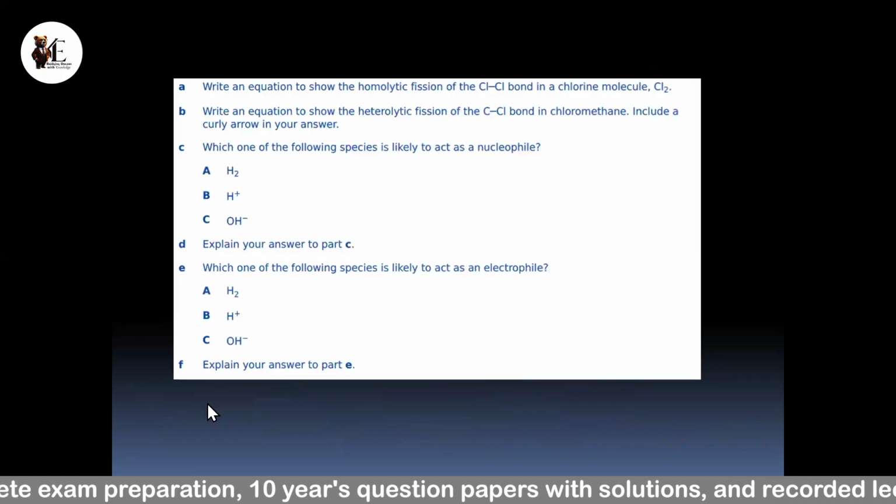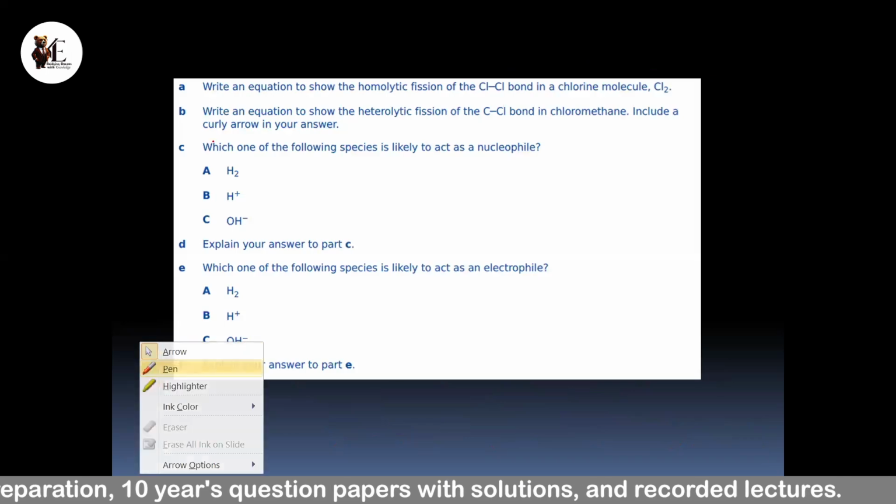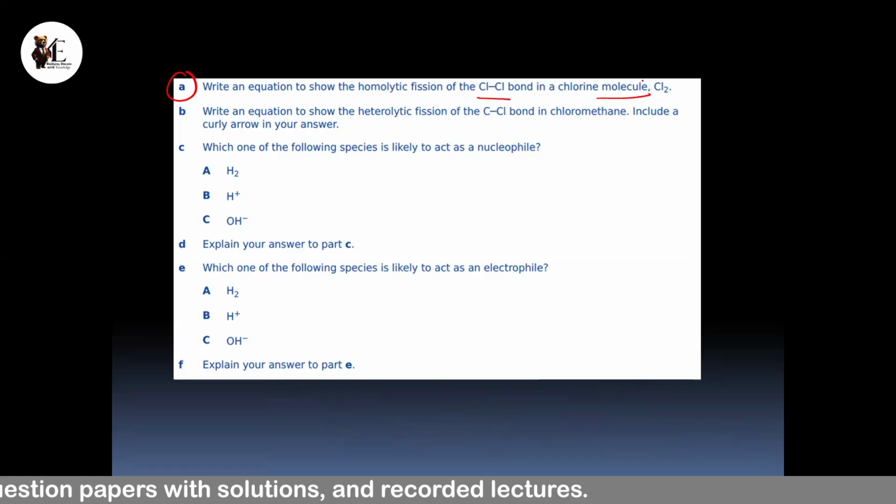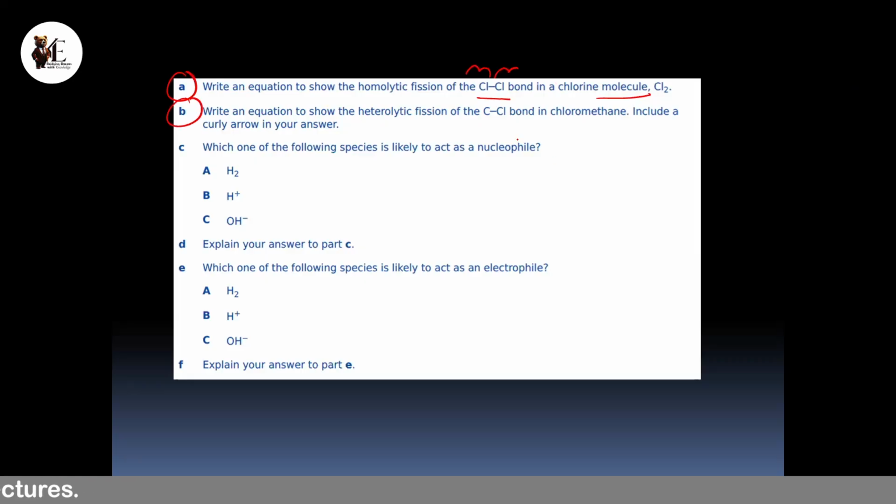So these are your homework questions. I hope you can easily solve it. Write an equation to show the homolytic fission of the Cl-Cl bond in a chlorine molecule. You know how to show the homolytic fission, right? By fish-headed arrows and the formation of free radicals happens. Write an equation to show the heterolytic fission. You can easily show, right?